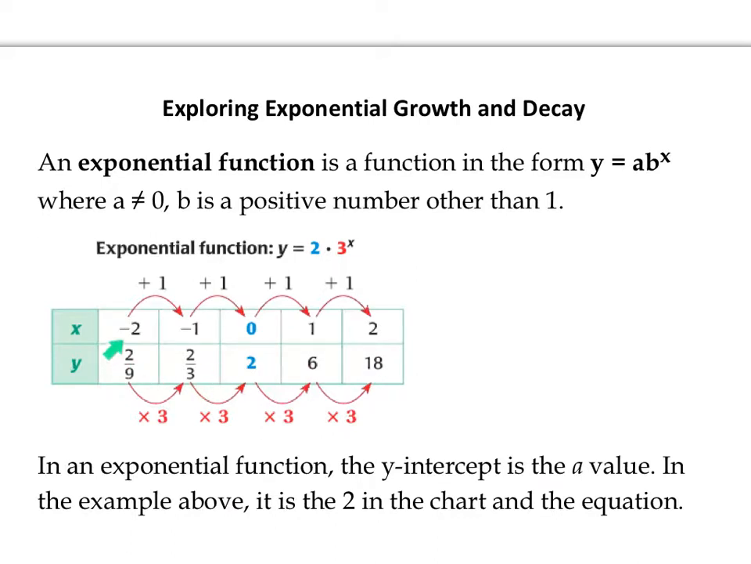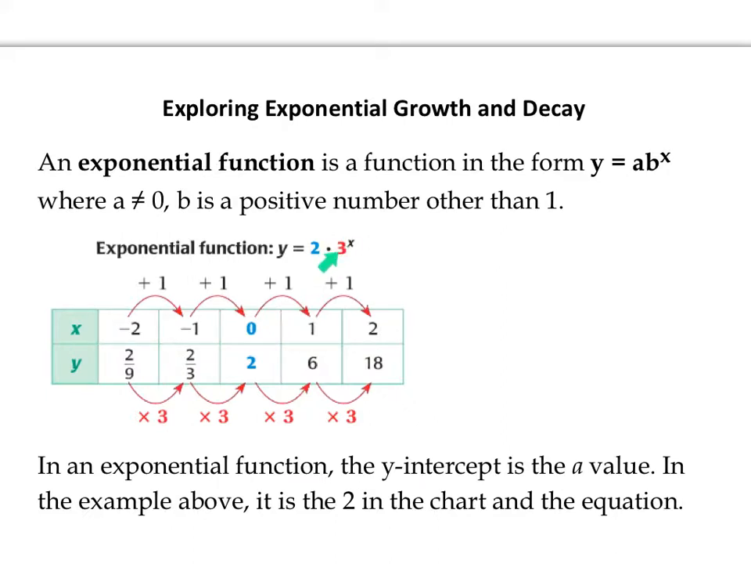Keep in mind, when we plug a -2 in here for x, 3 to the negative second means 1 over 3 to the second. Remember, a negative exponent means we write it as a reciprocal, so it'd be 1 over 3 squared, which is 9. Then we have 2 times 1 over 9. That's how you get the 2/9. So be aware of how we're going to work with those negative exponents when we plug negative values in for x. And when you plug a 0 in for x, anything to the 0 power is equal to 1.